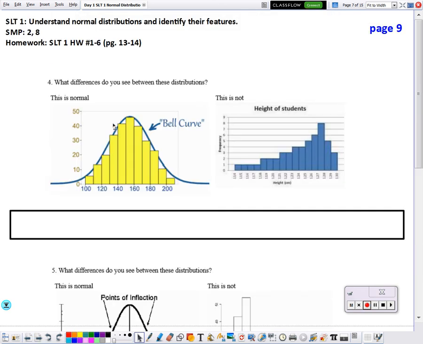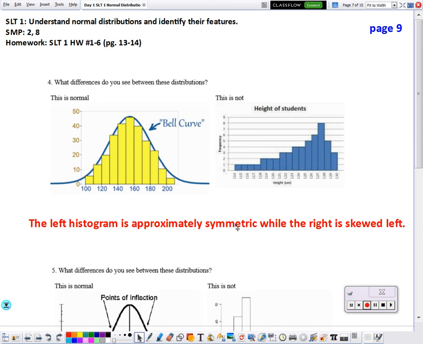For number 4, I've got this nice bell curve, and then I have heights of students. This is similar to number 2. It's more spread out on the left, so we say it is skewed left.